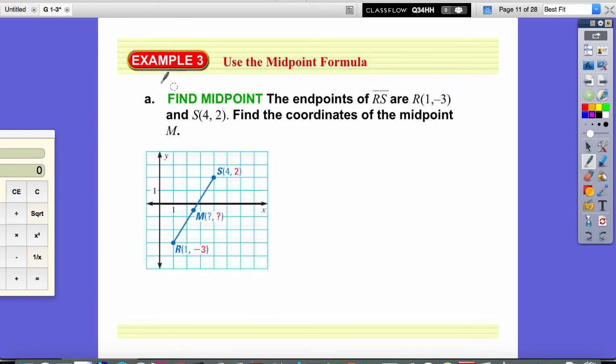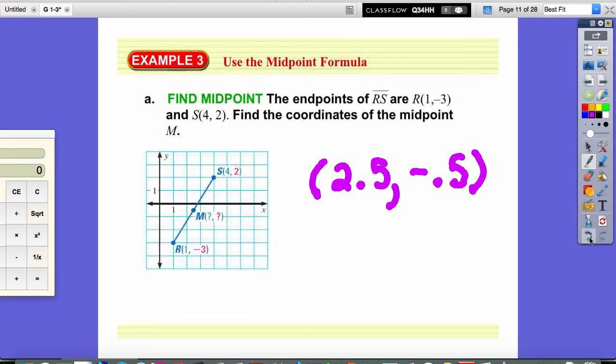So in example 3, to find the midpoint of RS, I'm first going to take the x coordinates, which are 1 and 4. I'm going to add them together to get 5, and then I'm going to divide in half. So that's 2.5, which makes sense. Looking here, it looks like that's going to be about 2.5. And then for my y values, -3 plus 2 is -1. -1 divided in half is -0.5. So those are my coordinates.